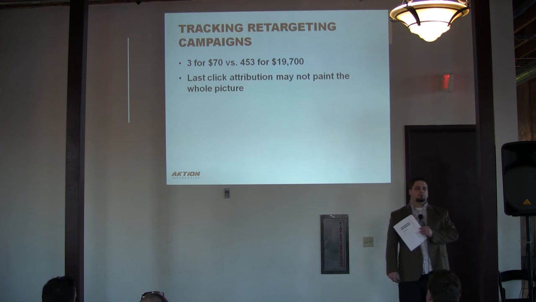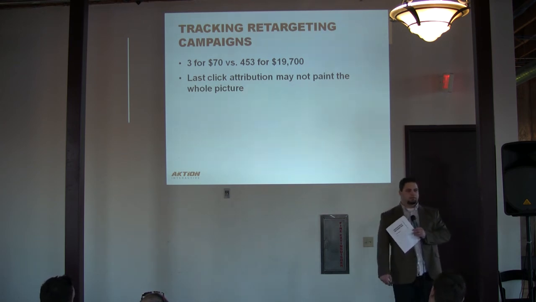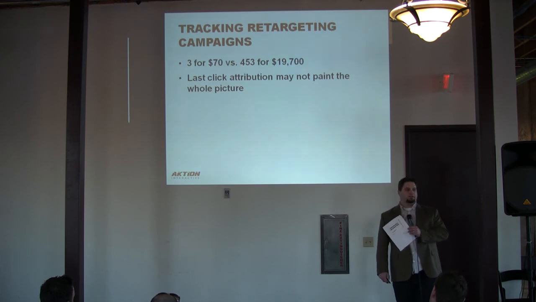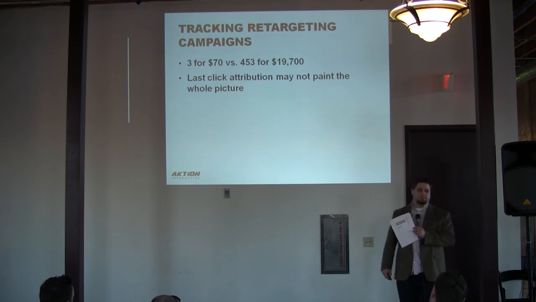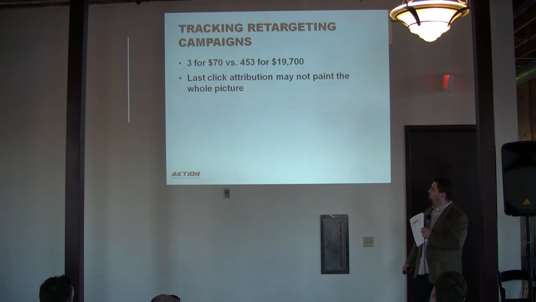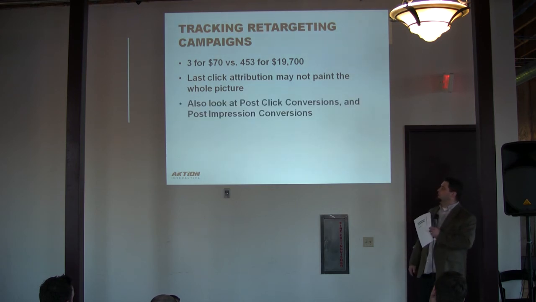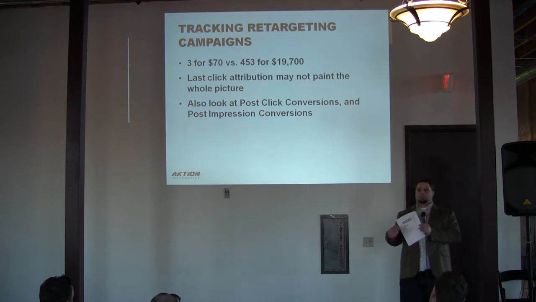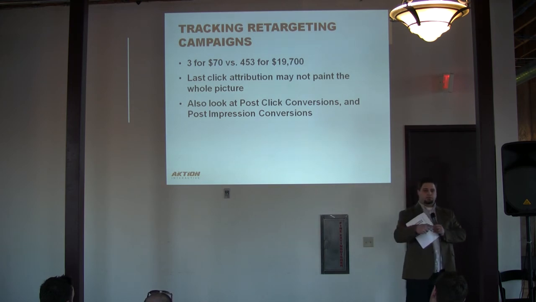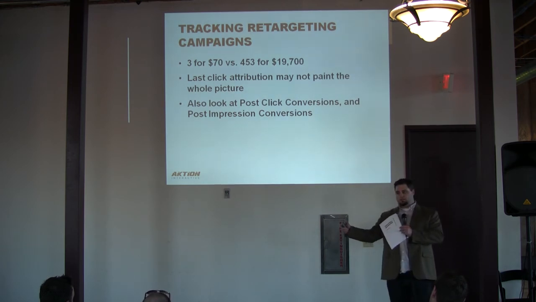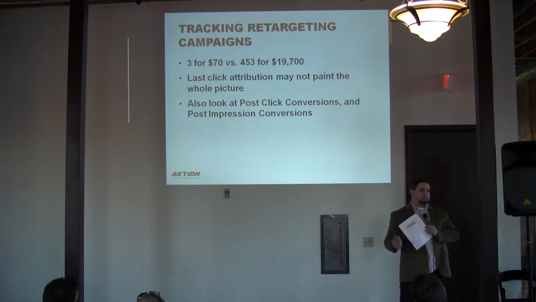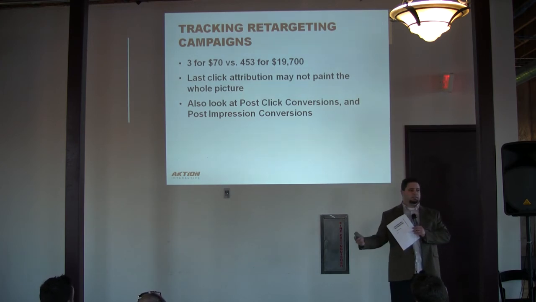It may not paint the whole picture. I readily admit that. Again, the search marketer in me doesn't necessarily like to all the time, but 3 for $70 isn't giving them enough credit. But 453 is giving them way, way, way too much credit. So you also do have to look at the post-click conversions, which in this case there were 11, so that means somebody saw an ad, they clicked on it, they didn't convert, but then they did come back to the site and convert later. And then the post-impression conversions, which means they saw an ad, they didn't click on it, they came to the site, and then they bought something.